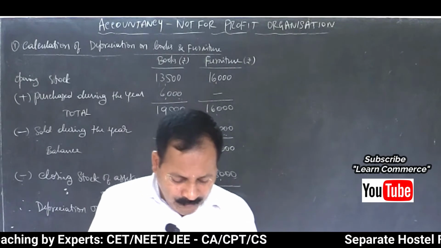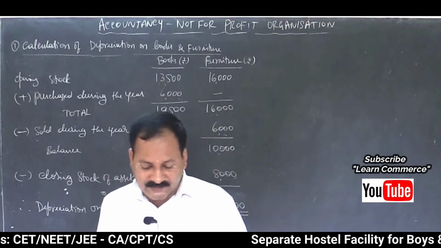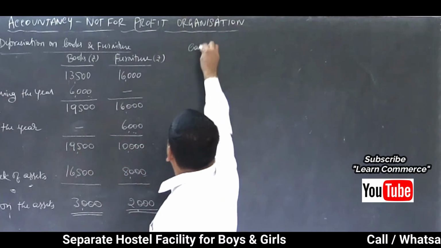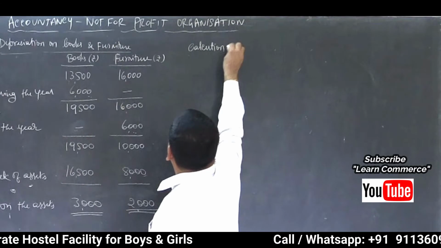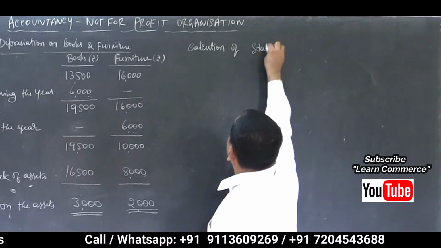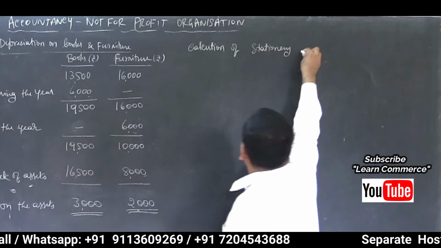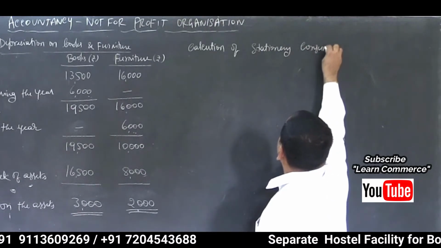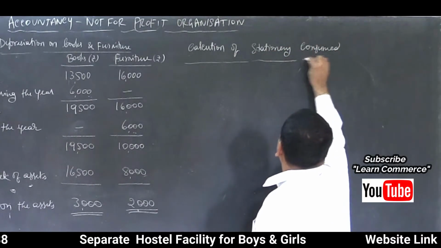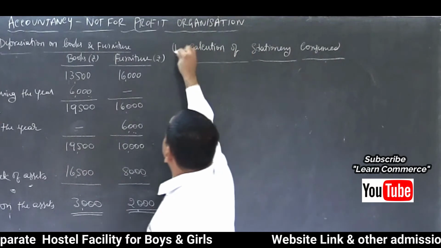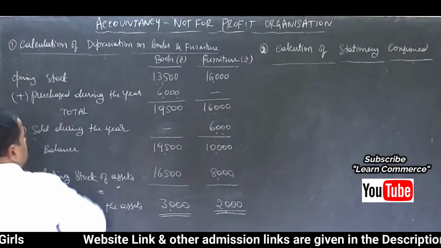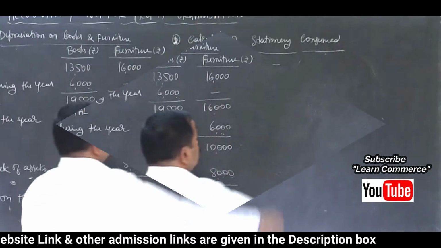Now, one more item, that is stationery, right? Calculation of note number 2. Calculation of stationery consumed. Because in the income and expenditure account, you have to debit stationery consumed. This is note number 1. This is note number 2.